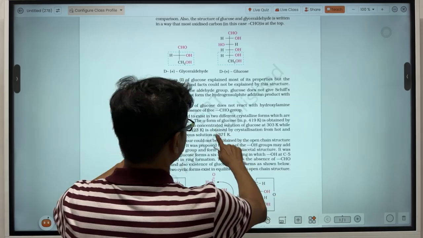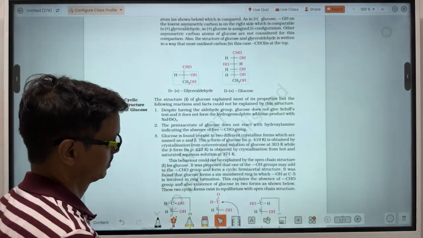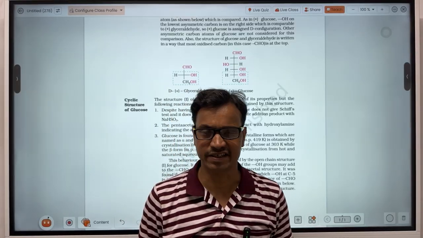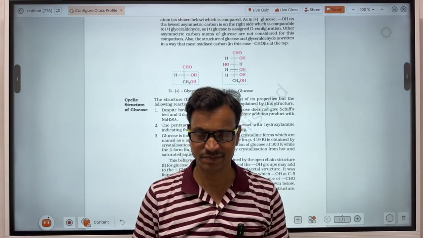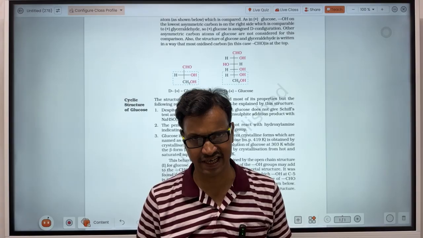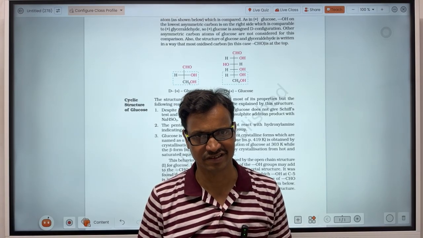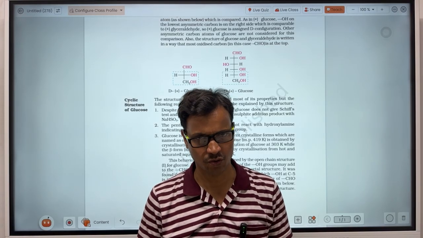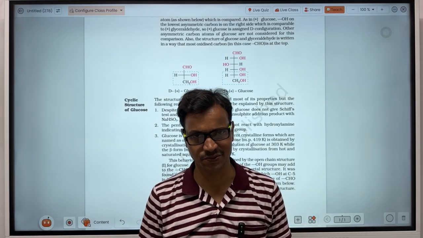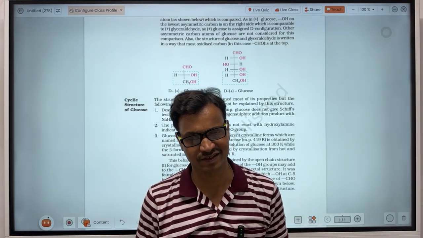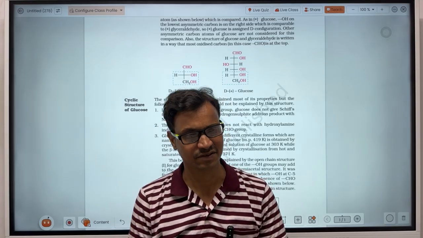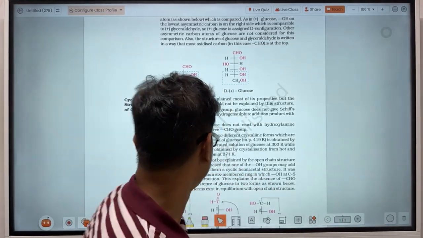Now let's see guys here. There were some reactions which indicated that glucose has a stick form structure, that is, glucose has an open structure. But there are some reactions also which indicate that glucose has a cyclic structure. So let's discuss them one by one.